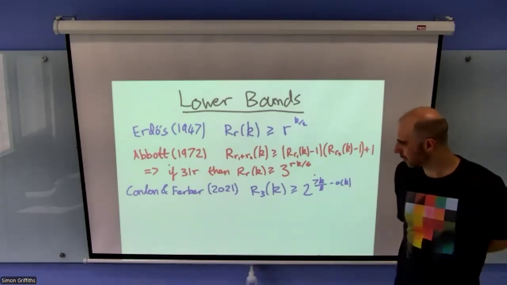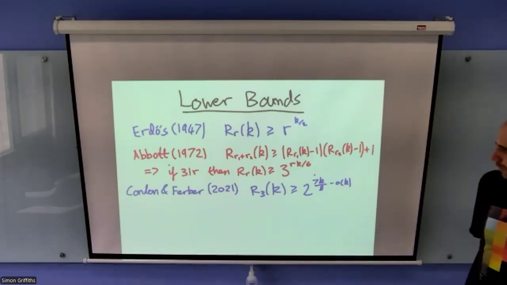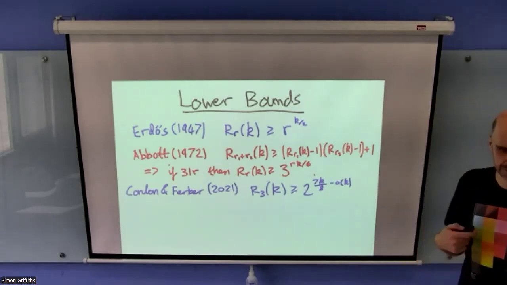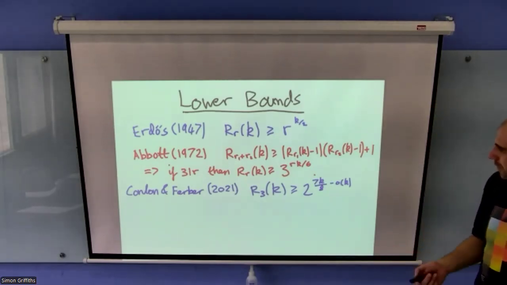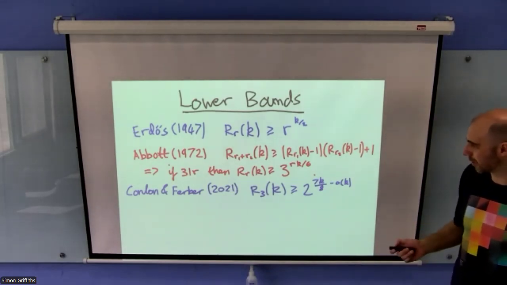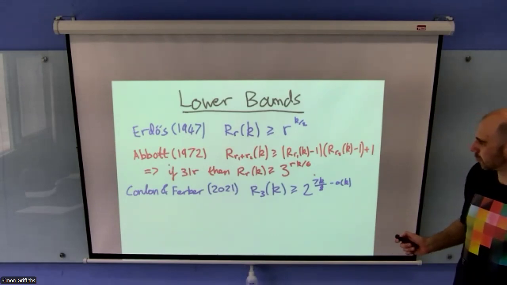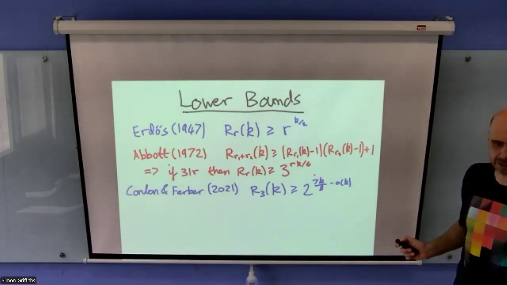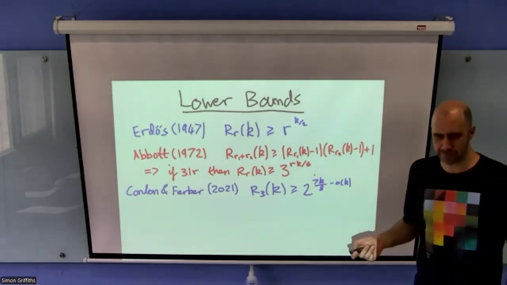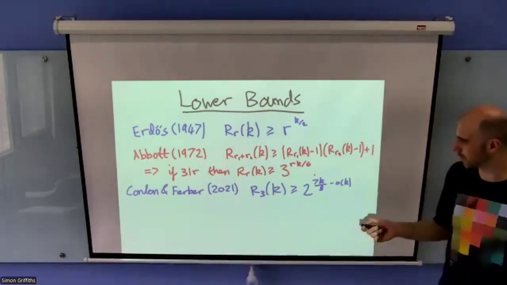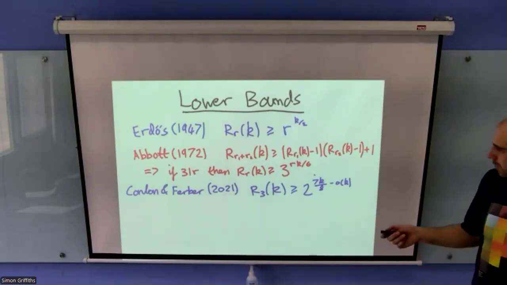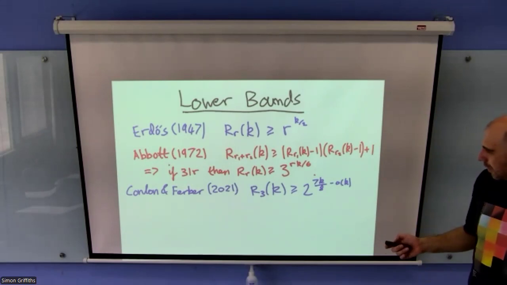So, well, it was in 2020, I think, on the arXiv, 2021 in the journal, Conlon and Ferber managed to really come up with some new ideas, which gives you a lower bound that for the 3 color case gives you 2 to the 7k over 8 minus O(k). They did some other numbers as well, but I'm going to particularly state the 3 color case because I think it's most worth highlighting here.